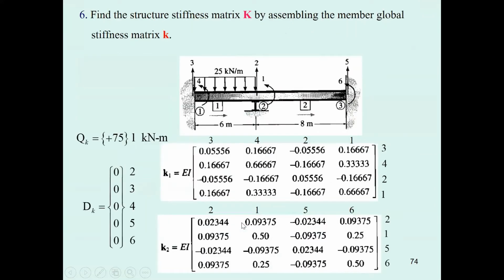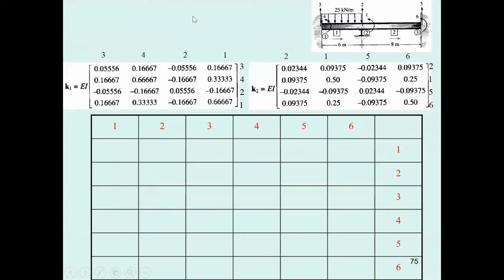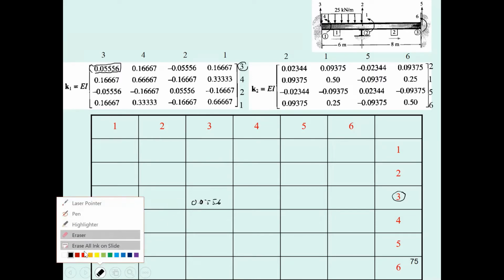So the symmetric matrix of the small K1 matrix and small K2 matrix, we're going to use some skill. Okay, let me do it to show you. We're going to start by this one. This is going to be degree of freedom number 3. We start with 3. You may just put 0.05 and 6, something like this, and then you must be very careful.